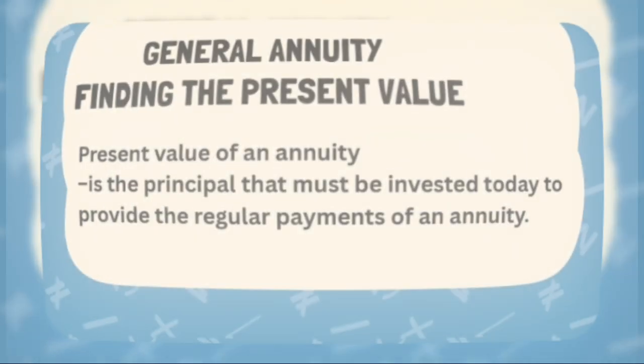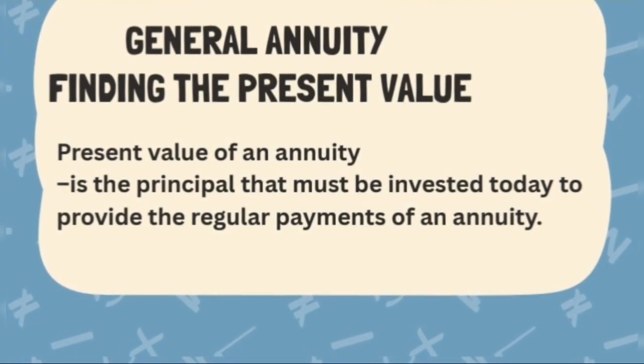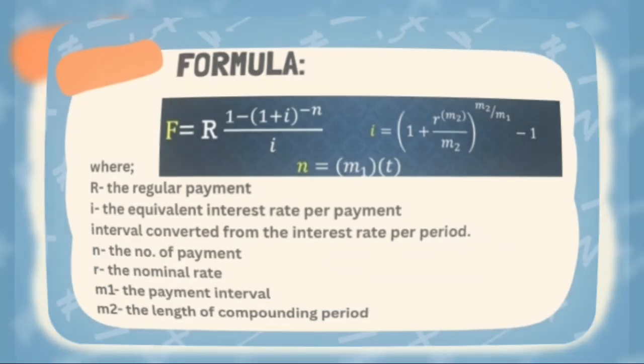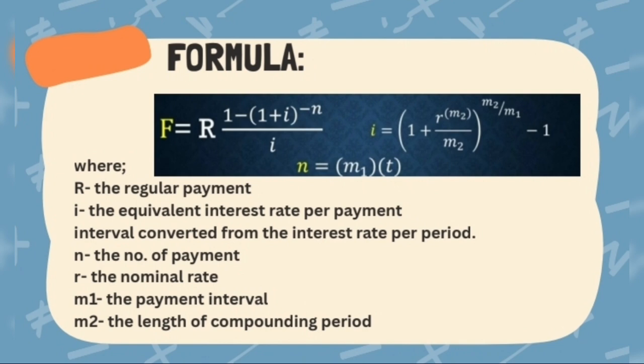General annuity, finding the present value. Present value of an annuity is the principal that must be invested today to provide the regular payments of an annuity. So next, we're going to know the formula in finding the present value in general annuity.